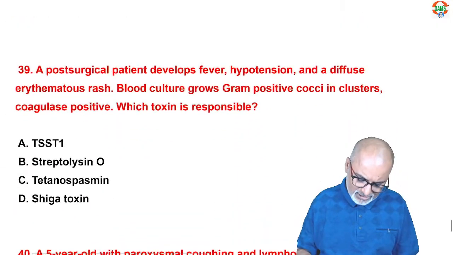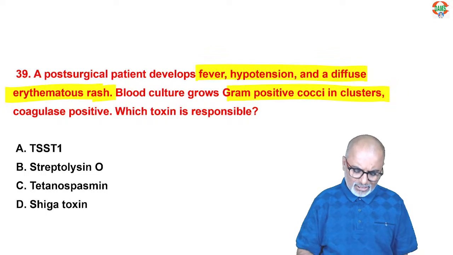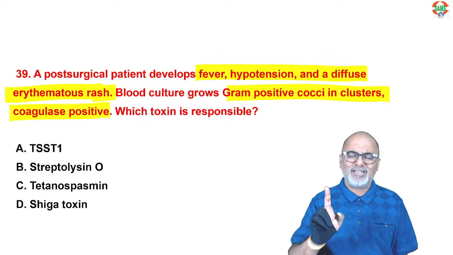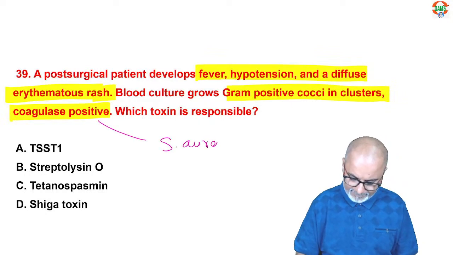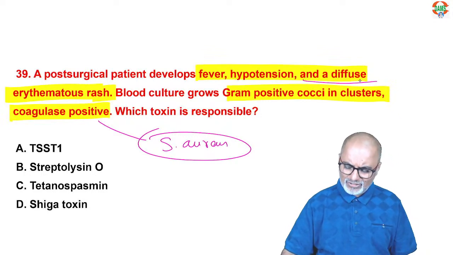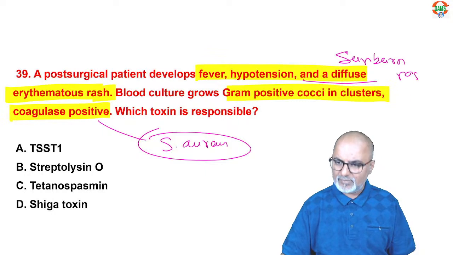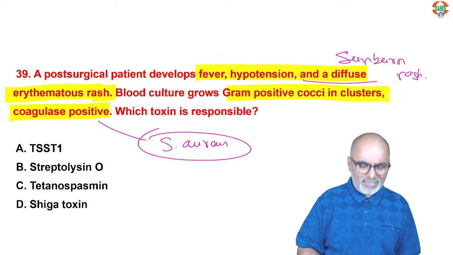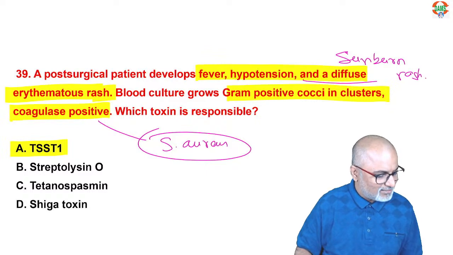A post-surgical patient develops fever, hypotension, diffuse erythematous rash. Blood culture shows gram positive cocci in clusters, coagulase positive, which is Staphylococcus aureus. Hypotension with rash, called sunburn rash, is caused by toxic shock syndrome toxin. The answer is toxic shock syndrome toxin. Beautiful.